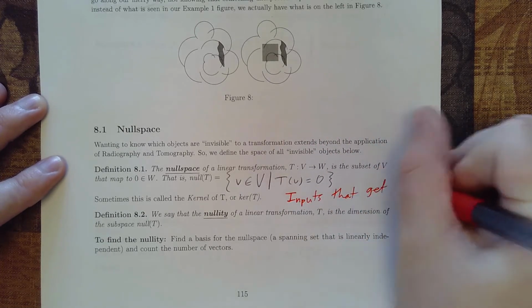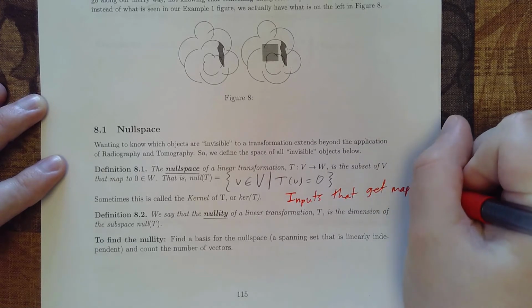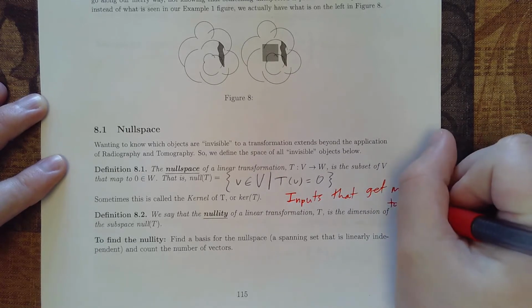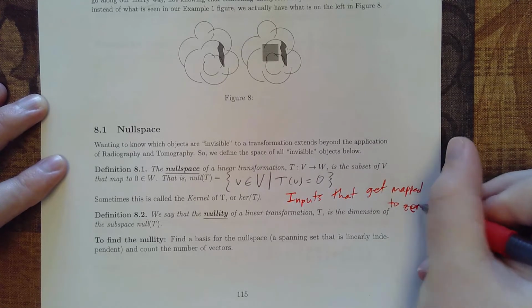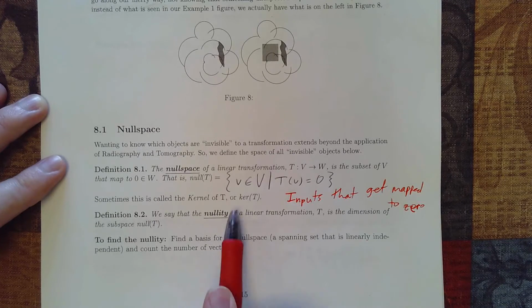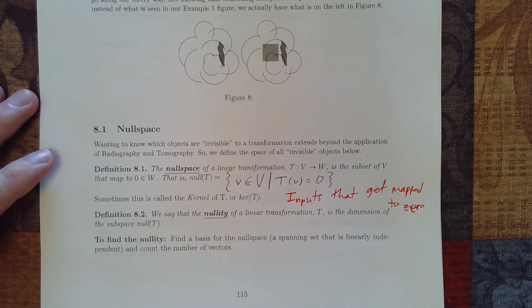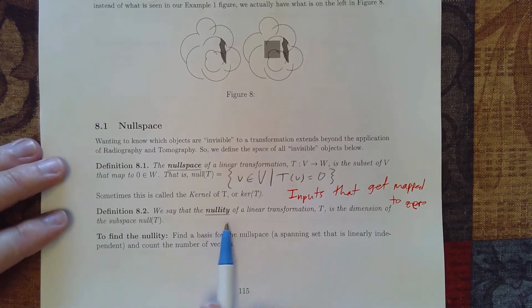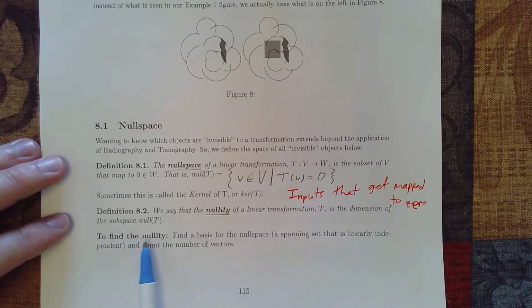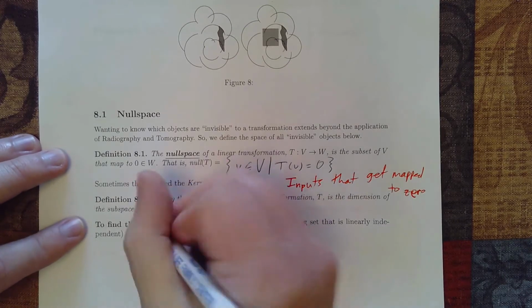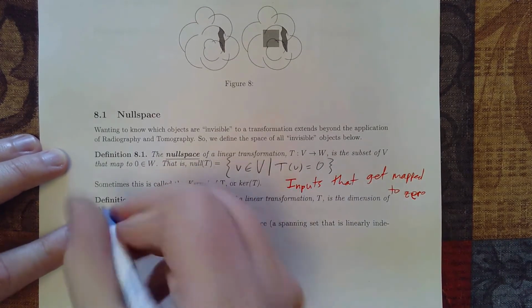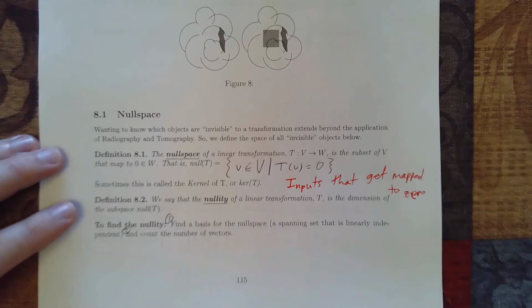You think of this as just being the inputs that get mapped to 0. Now, in other places, you may find this referred to as the kernel of T, or ker T. We're just going to call it the null space of T. We say that the nullity of a linear transformation is the dimension of the subspace null of T. So in order to find our nullity, we need to first find a basis for the null space, and then just count how many vectors we have in it.